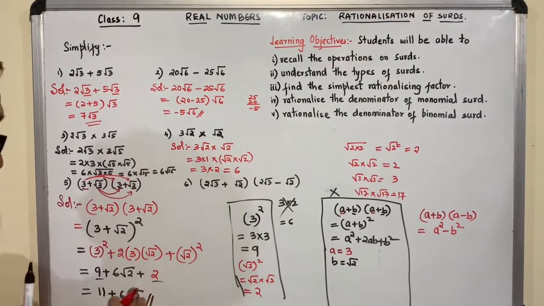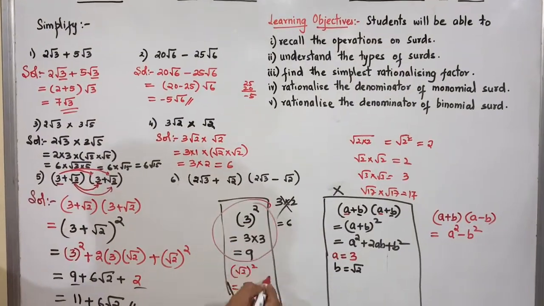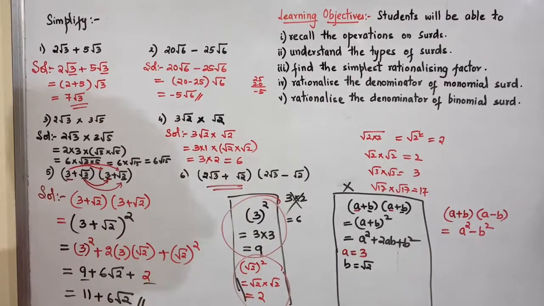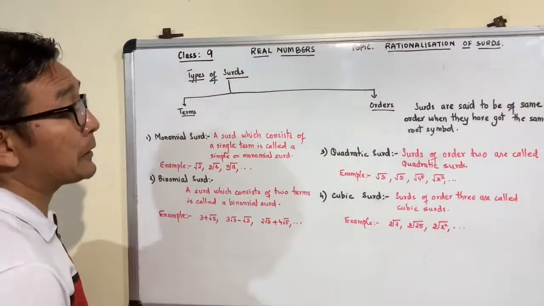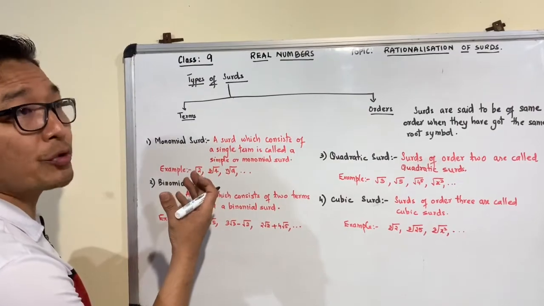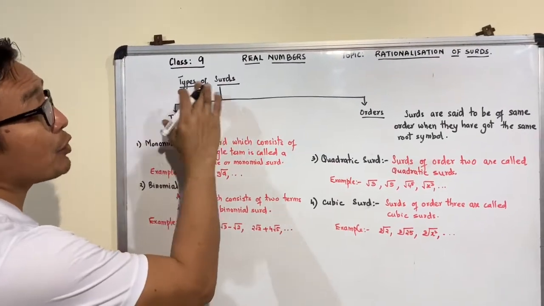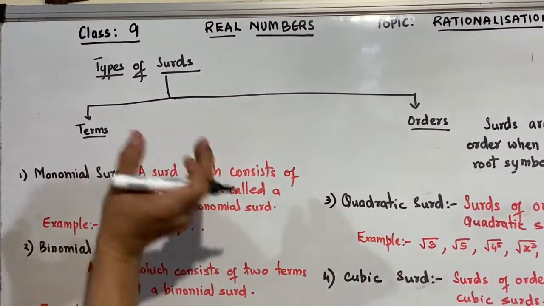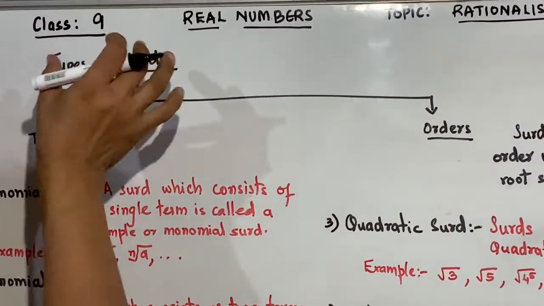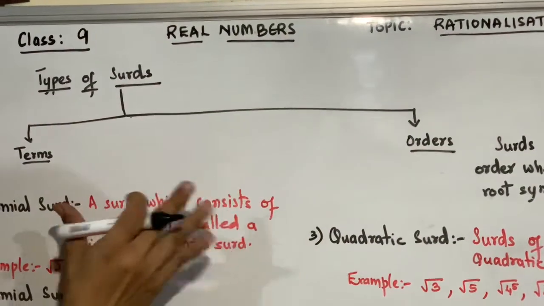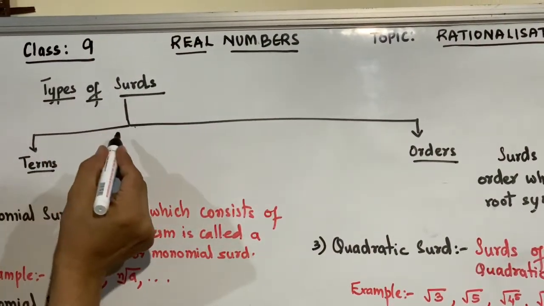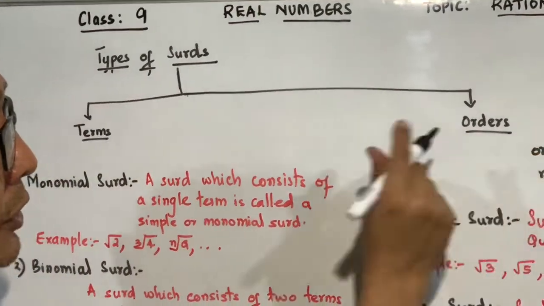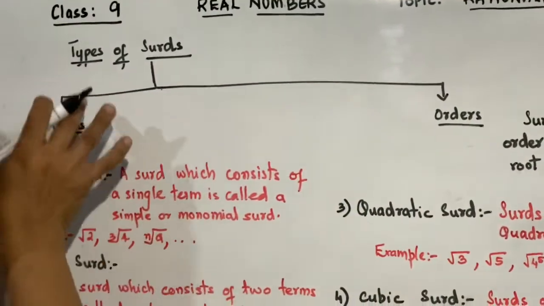Now the general operations of SURDS and the types of SURDS. Types of SURDS are based on terms and based on orders.